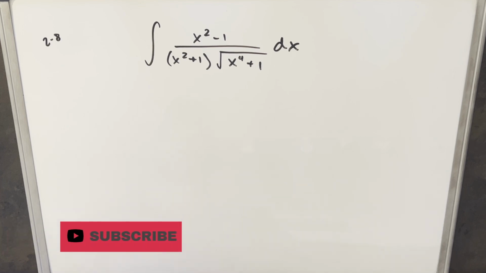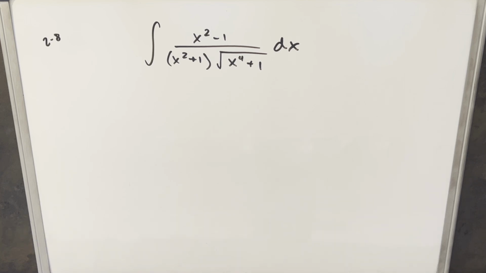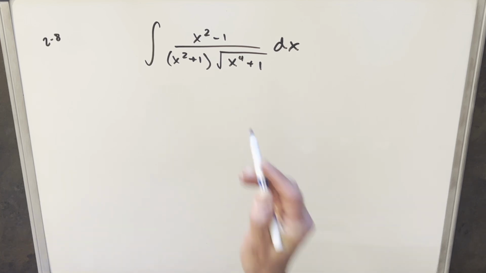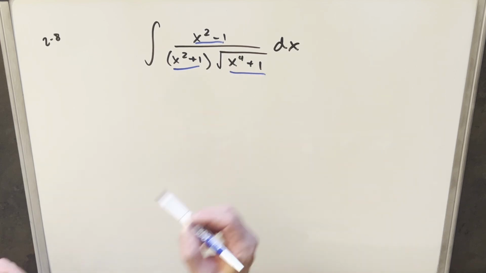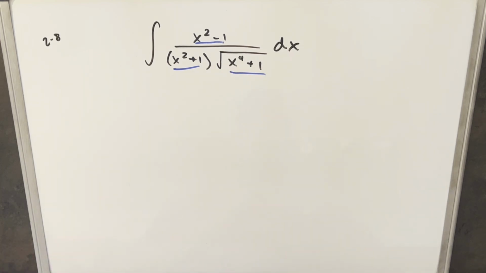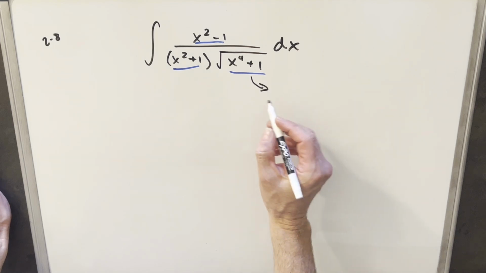If you do trig substitution right away, it's kind of a mess, and it wasn't clear how I should factor this. But the one thing that stands out is we've got x squared here and x squared here, and we've got x to the fourth here. It turns out this is a good place where we can use something like 1 over x or 1 over x squared.